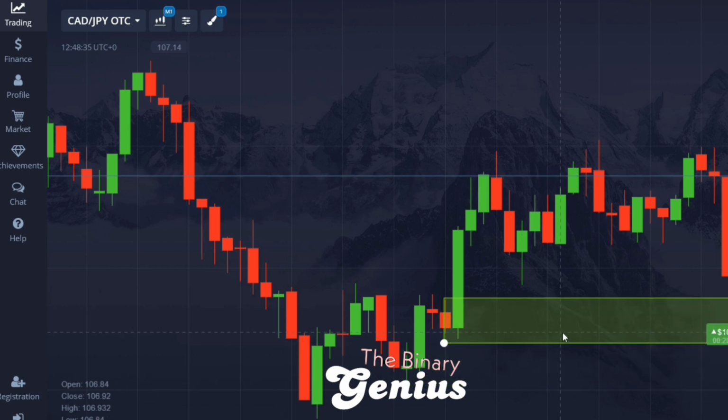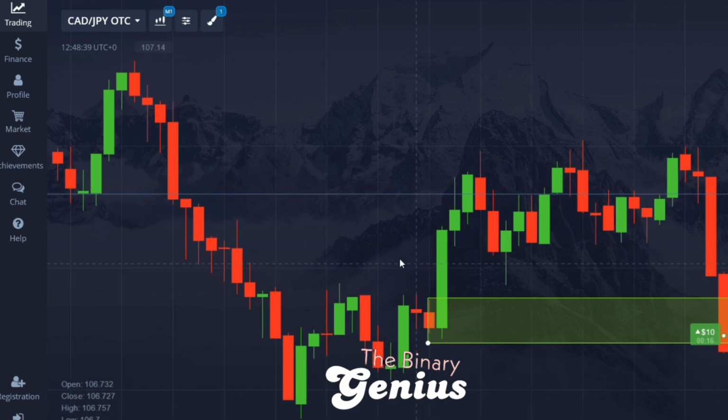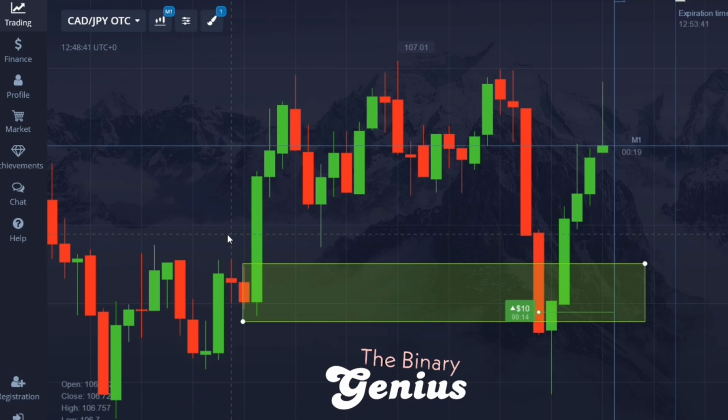Okay, so you don't enter if it doesn't enter your rectangle. Okay, your order block, not your fair value gap. You only enter on your order block. Okay, like the one we just took here, you only enter on your order block. Okay, and then you have nice entries.